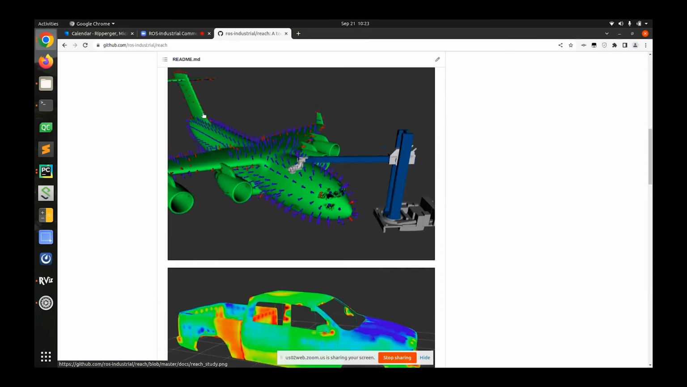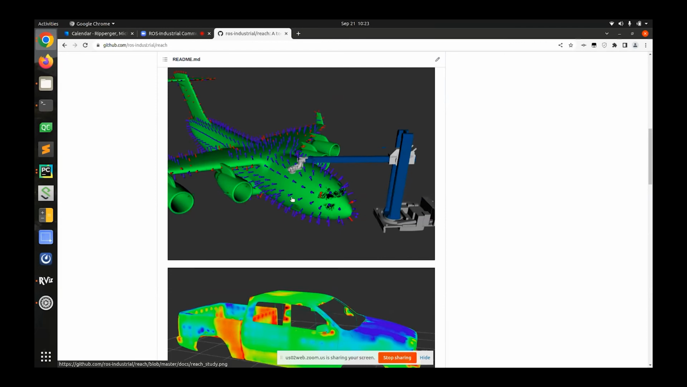So in this particular case here, we have this mobile robot that's trying to operate on the surface of an aircraft. So we basically generated a whole bunch of points on the aircraft and tried to solve IK for all those points and provide some score about how well this robot did. So nominally, that's the idea of this REACH study.